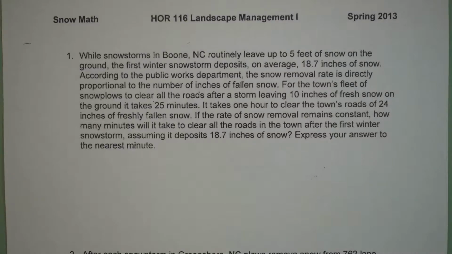While snowstorms in Boone, North Carolina routinely leave up to 5 feet of snow on the ground, the first winter snowstorm deposits, on average, 18.7 inches of snow. According to the Public Works Department, the snow removal rate is directly proportional to the number of inches of fallen snow. For the town's fleet of snowplows to clear all the roads after a storm, leaving 10 inches of fresh snow on the ground, it takes roughly 25 minutes. It takes 1 hour to clear the town's roads of 24 inches of freshly fallen snow. If the rate of snow removal remains constant, how many minutes will it take to clear all the roads in the town after the first winter snowstorm, assuming it deposits 18.7 inches of snow? Express your answer to the nearest minute.